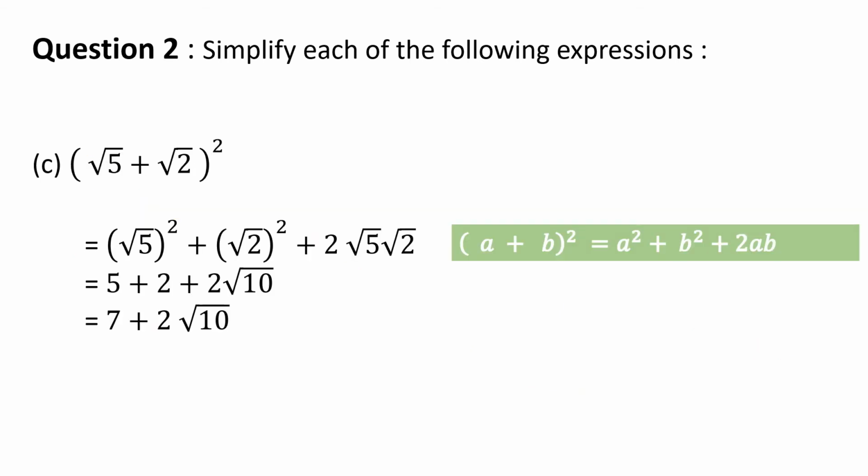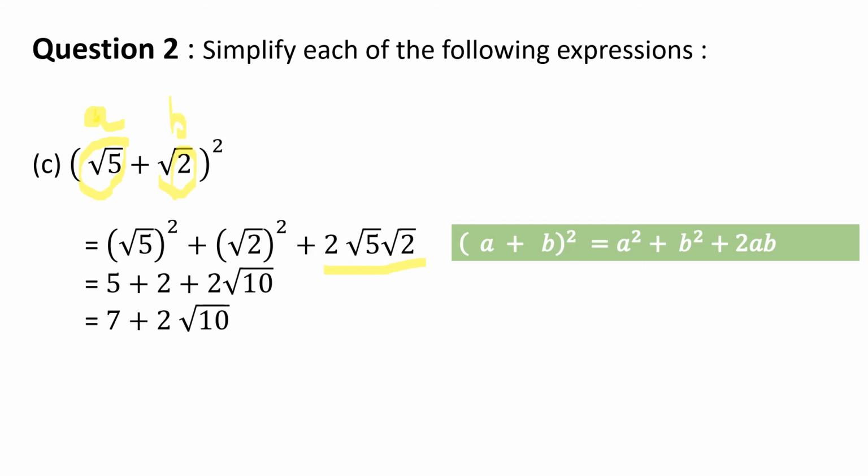Next question. Root 5 plus root 2 the whole square. So obviously you can see that we can use the a plus b whole square formula. What is a plus b whole square formula? A square plus b square plus 2ab. So I can treat root 5 as a and root 2 as b, right? This is treated as a and this is treated as b. So let's see. Now a square, so root 5 square, b square, so root 2 square, plus 2 into a into b. So 2 into root 5 into root 2. So 2 root 5 root 2, right?